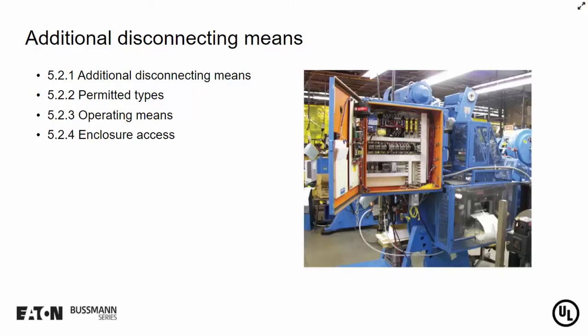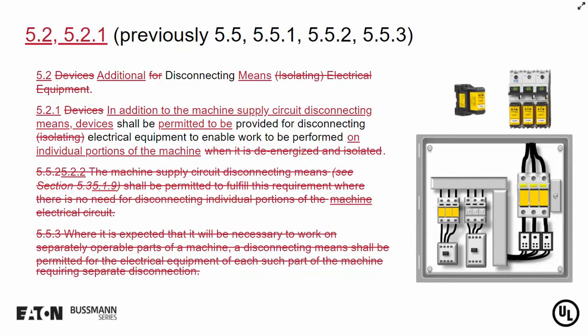So we're going to move on to part two, additional disconnecting means. I'm going to try to speed it up a little bit because I know we're running short on time. So part two is going to cover the additional disconnecting means, and we'll talk about the types, operating means, and enclosure access.